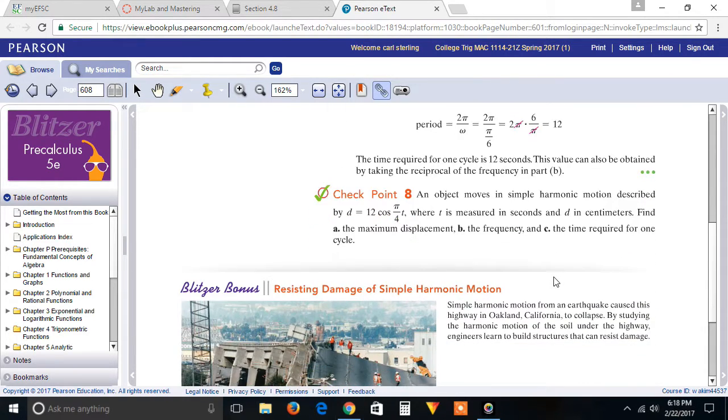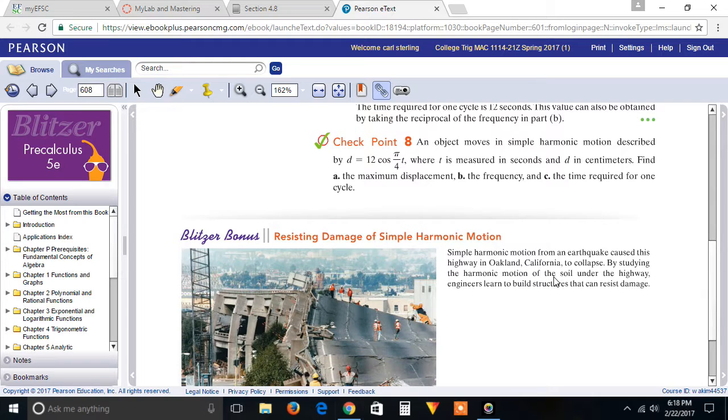Let's try one together. An object moves in simple harmonic motion, described by distance equals 12 times cosine of pi divided by 4 times t. Pi divided by 4 is our omega, and 12 is both the amplitude and the maximum displacement. 12.